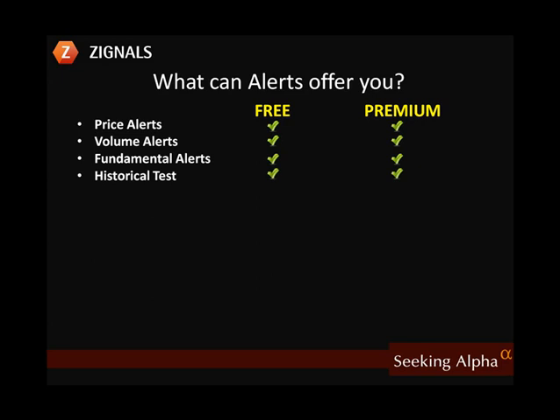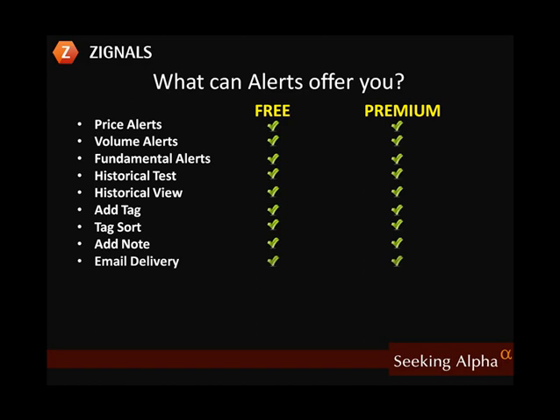There's the ability to test the performance of the alert over a 3-month period. You can also look at triggers of the alert after it's created. You can add or sort tags to manage large number of alerts. You can add a text note, which gets delivered as part of the email. Both free and premium members have access to email delivery. There's also SMS delivery and stock list support for premium members.